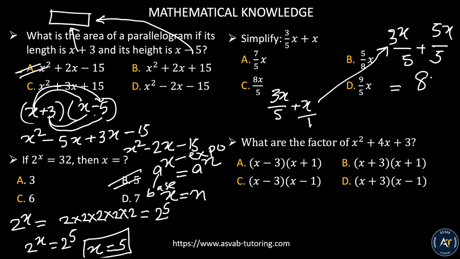So that gives you 8x over 5. So the correct answer is option B.